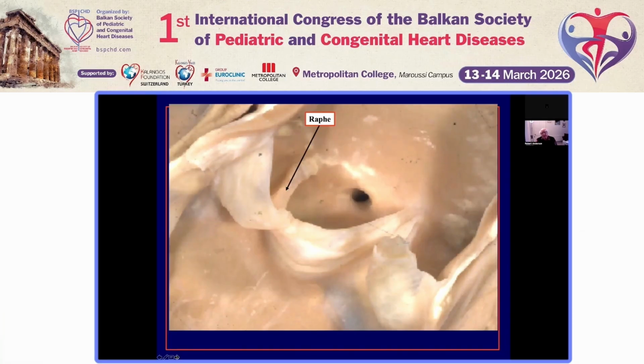There you see the raphe. In this instance, it is between the 2 coronary sinuses, and at the base of the raphe, we see the vestigial interleaflet triangles. So that means that only the 2 ends of the solitary zone of apposition now reach up to the sinutubular junction.